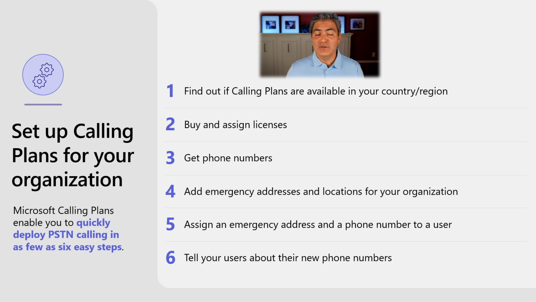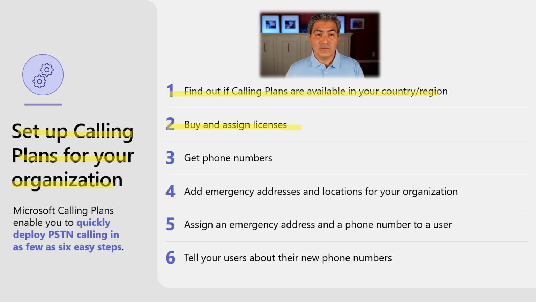So what's the point of all this, right? We talked about calling plans. We talked about the details of communication credits and pooling and all this stuff. I think really the point is that you can set up your calling plan for your organization in as quickly as 6 steps. So let's review these 6 steps together. 1, find out if a calling plan is available in your country or region. So that list of countries was a slide below. I'll share with you a different link you can check as well.